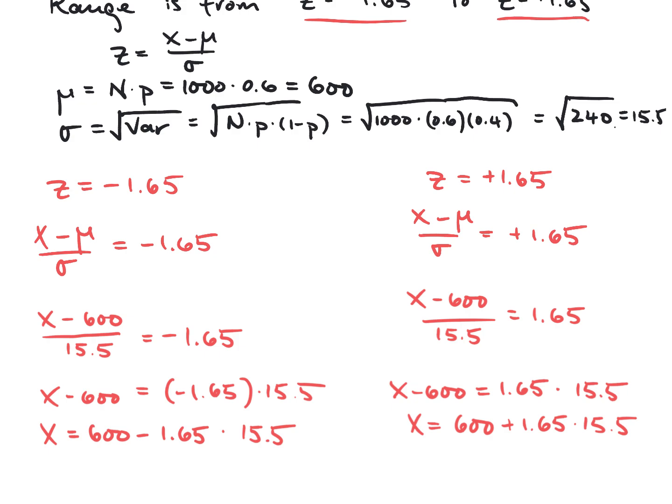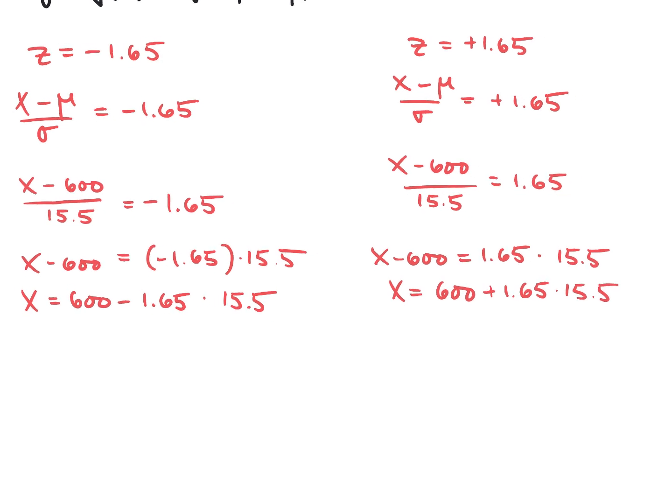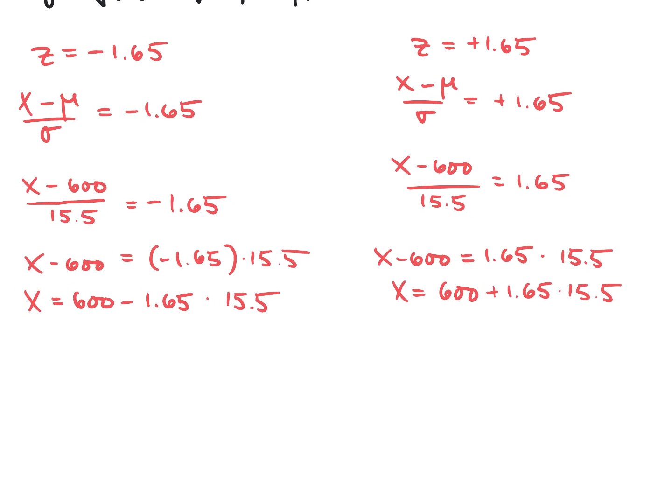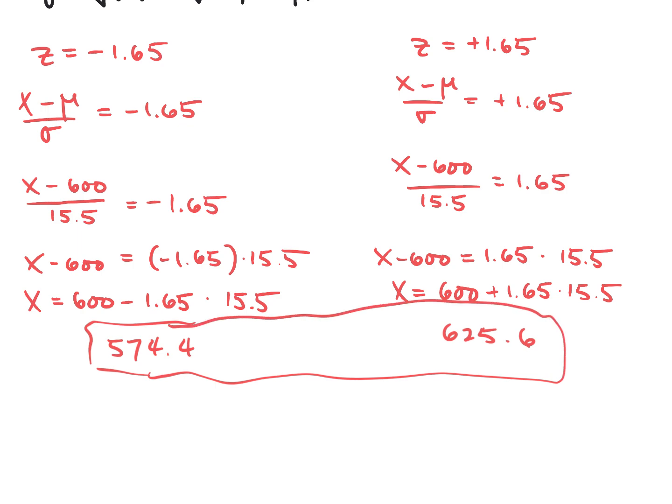Okay, and I see you're already working on your calculator. Do you have the two limits? 574.4 and 625.6. Okay, so this is the range. But what does that number mean? Okay, what does that number mean?